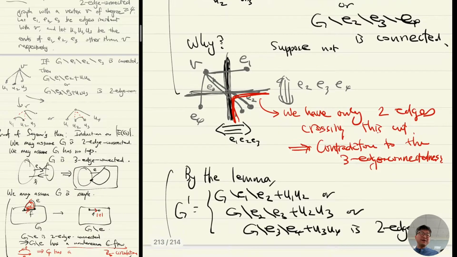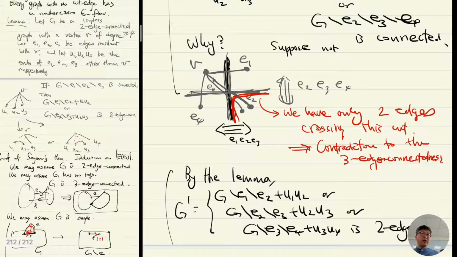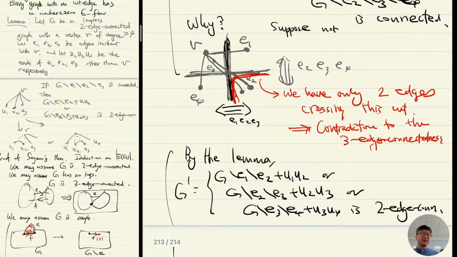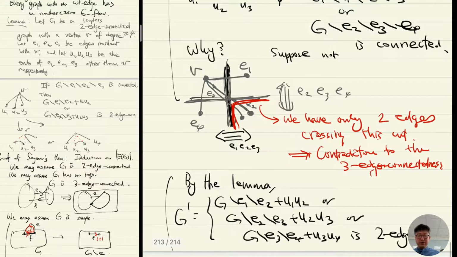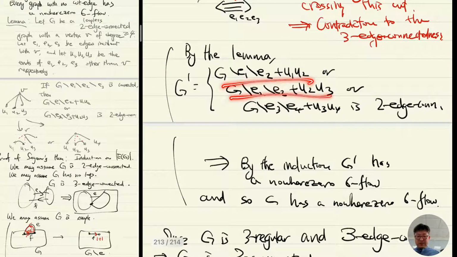So this implies that by the lemma, we can apply this lemma. One of these three will be two-edge connected, right? Either, first case, G delete E1, E2, E3 is connected, so that implies that one of these two will be two-edge connected, or G delete E2, E3, E4 is connected. That implies that this or that is two-edge connected. But in all cases, one of these three graphs will have a nowhere-zero 6-flow. So graph G has a nowhere-zero 6-flow. So we win by induction. So this proves that we can assume the graph is three-regular.